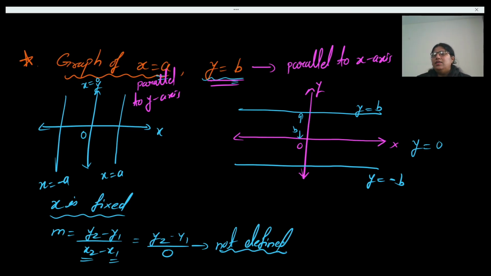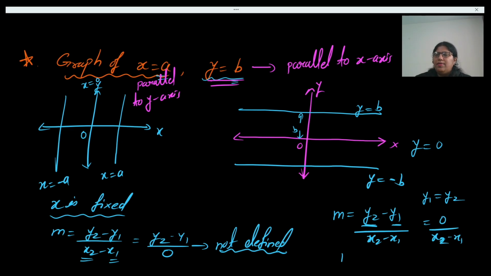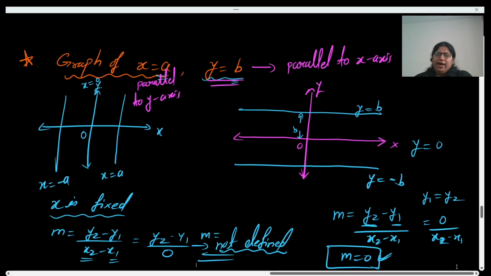Whenever we have a line parallel to the x-axis, your gradient is y2 minus y1, because these two have the same value, divided by x2 minus x1. You know that for everything y is the same, right? That means the numerator will become 0, for any x value. You will get 0 divided by anything, which is 0. So whenever the line is parallel to the x-axis, you always get the gradient as 0. And the gradient is not defined if it is parallel to the y-axis.